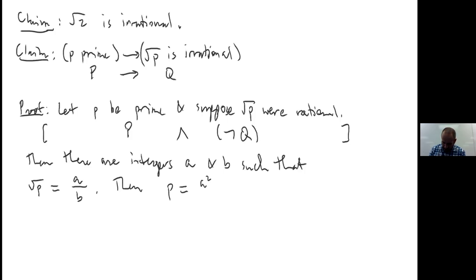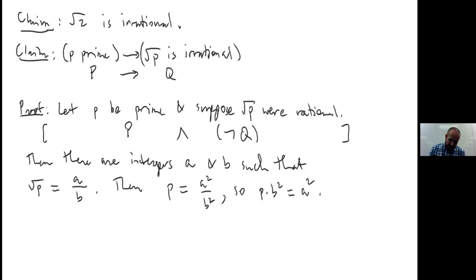A squared over B squared. So watch this. P times B squared is equal to A squared. Okay, that's interesting. Okay, so what is the contradiction going to be?